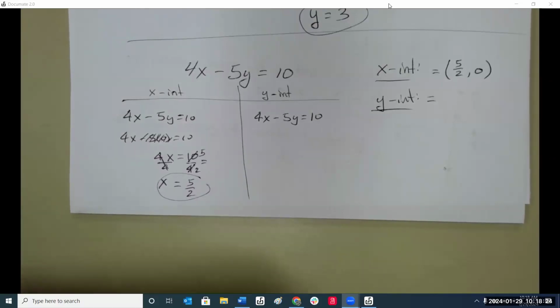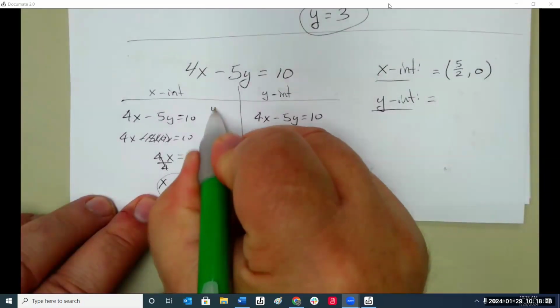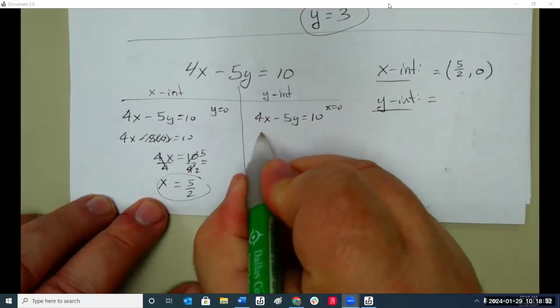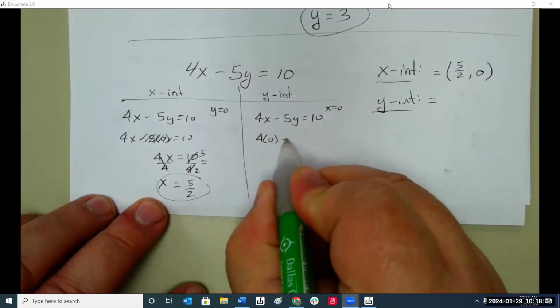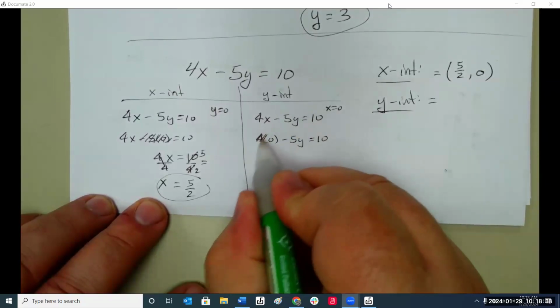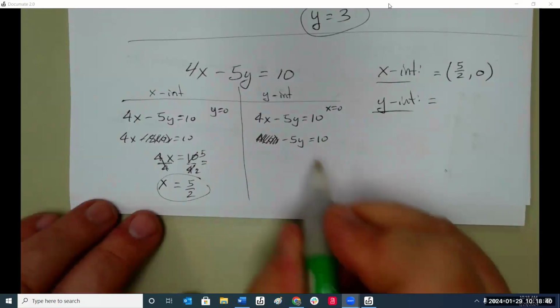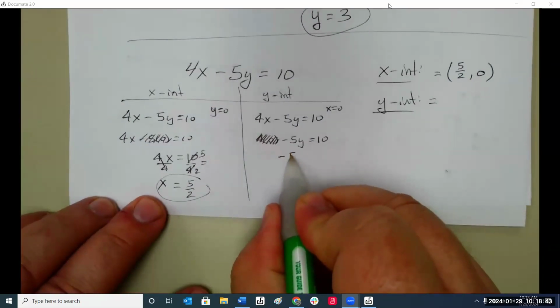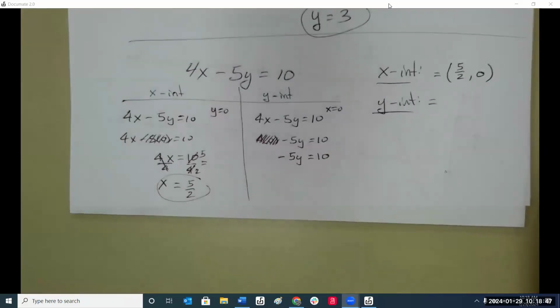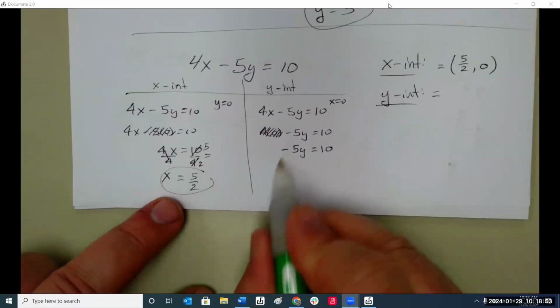For the y-intercept, so we set this one, we set y equal to 0. This one we set x equal to 0. So 4 times 0 minus 5y equals 10. 4 times 0 is 0. That disappears. Where are you next? See if anybody listened to me last week. What do you do next?